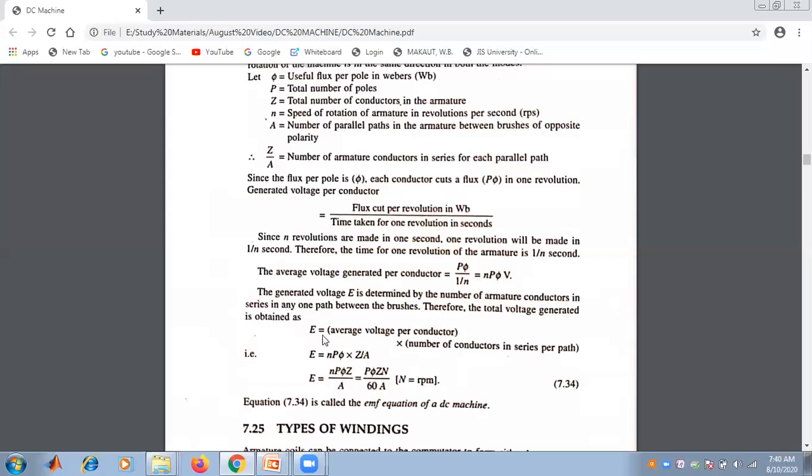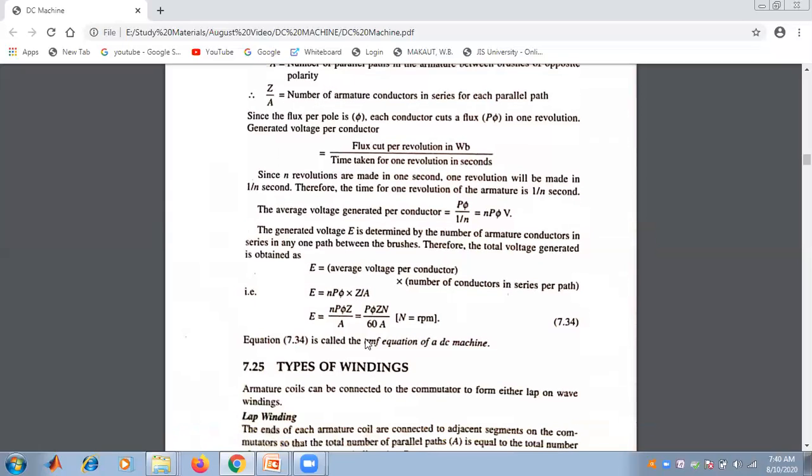It is the multiplication of the average voltage per conductor by the number of conductors in series path, that is E equal to nPφ into Z by A, that is equal to PφnZ by 60A, where n is in RPM. Previously it was in RPS, so n by 60 is the RPM. So this is called the EMF equation of a DC machine.